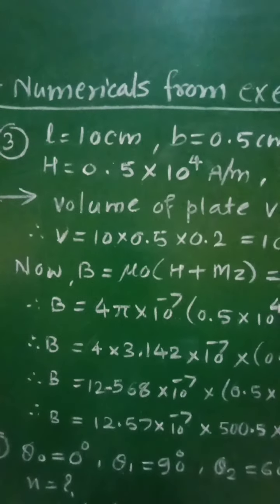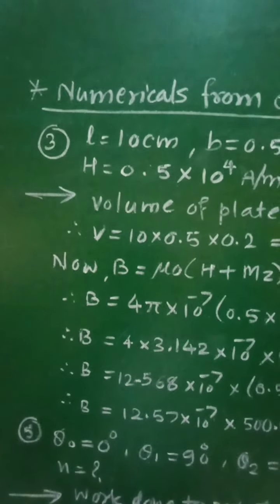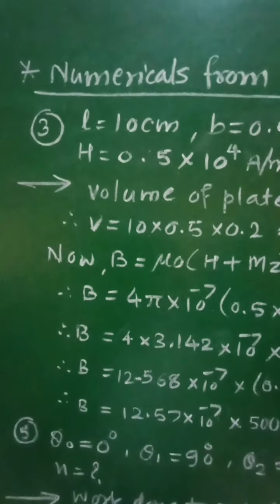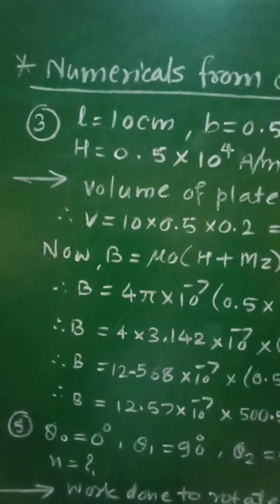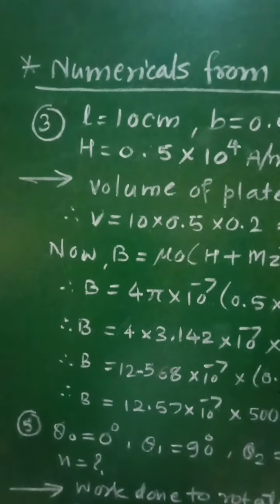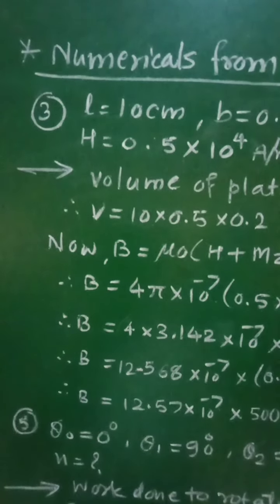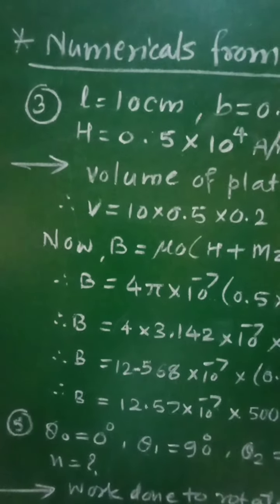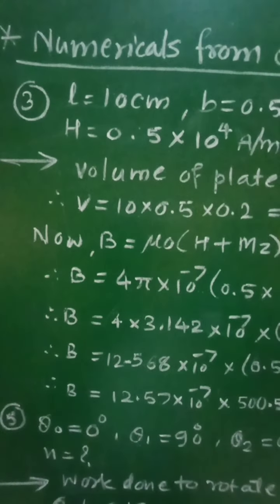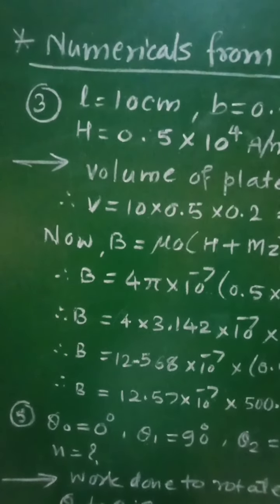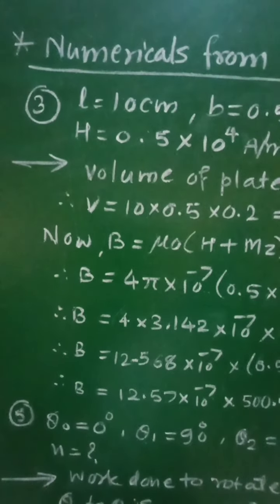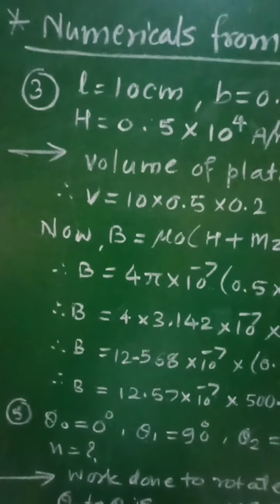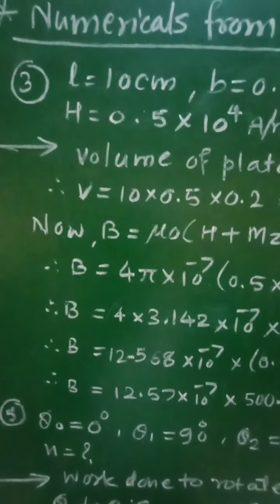Numerical number 3 is given as: when a plate of magnetic material of size 10 centimeter into 0.5 centimeter into 0.2 centimeter, that is length, breadth and thickness respectively, is located in a magnetizing field of 0.5 into 10 raised to 4 ampere per meter, then a magnetic moment of 5 ampere meter square is induced in it. Find out the magnetic induction in the rod.